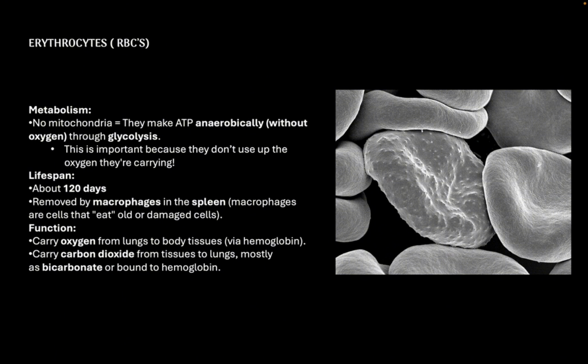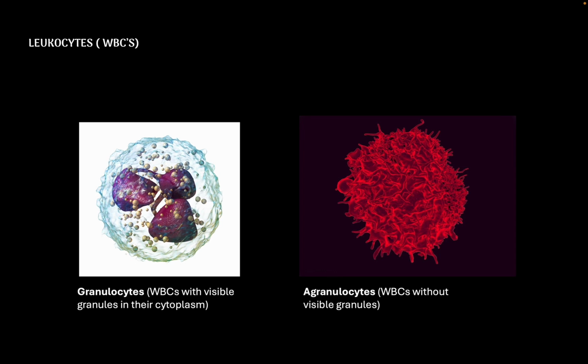Red cells don't have mitochondria, so they don't use the oxygen they carry. Instead, they generate energy through anaerobic glycolysis. They live for about 120 days and are removed by macrophages in the spleen. White blood cells, or leukocytes, are your immune defenders. They come in 2 main types, granulocytes and agranulocytes. Granulocytes have granules in their cytoplasm.